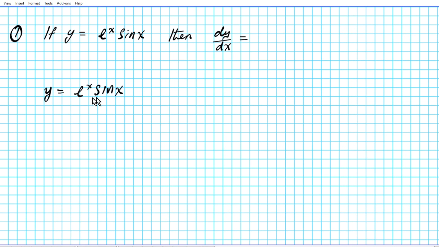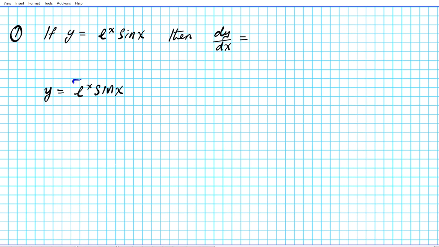Now what you notice here is there's no manipulation that can be done, either using trig identities or algebraic manipulation, that can result in the avoidance of the product rule. You have to use it. You can't do term by term differentiation here. So since we're stuck with using the product rule, we're going to proceed to step 2 and label the functions u and v.